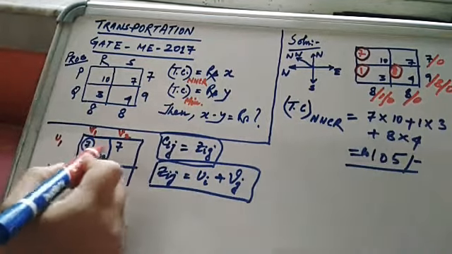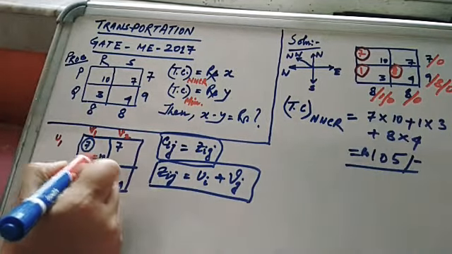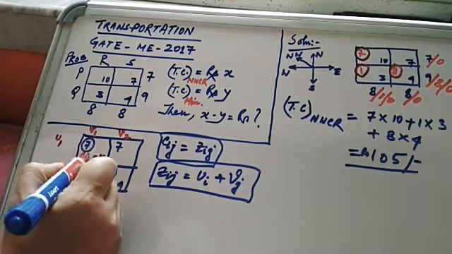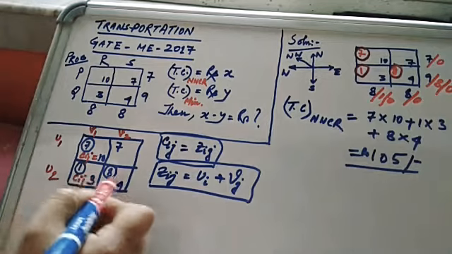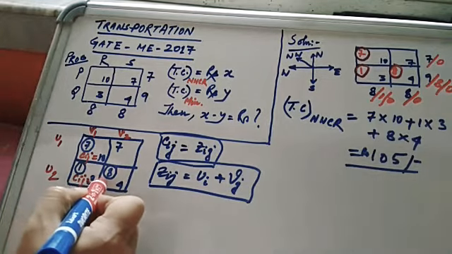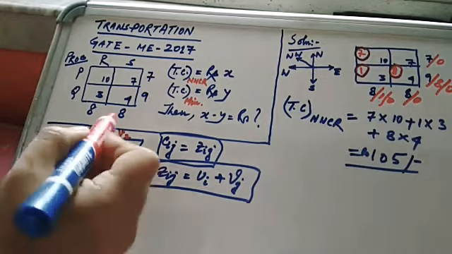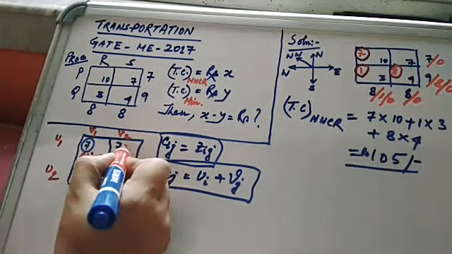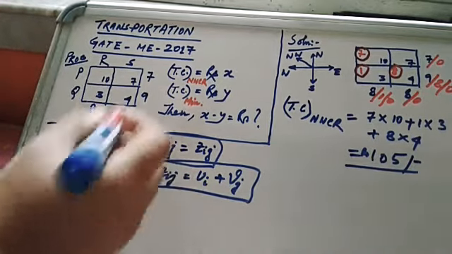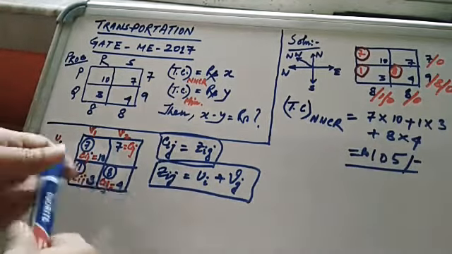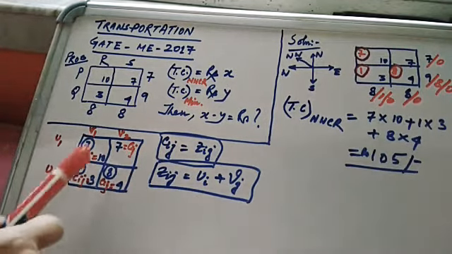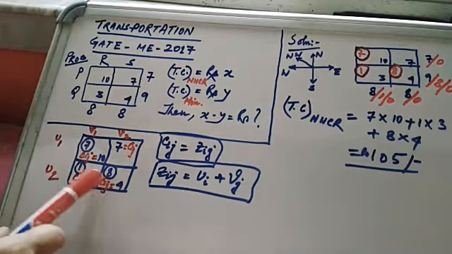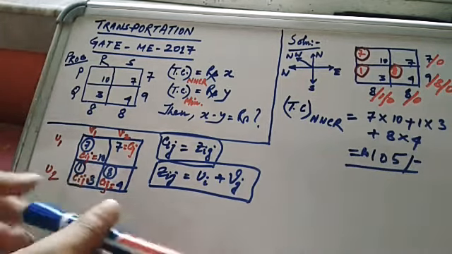You can write over here this one as Cij. Okay, this one also is Cij, this one also is Cij. Okay, and this one also is Cij. But the difference is that we have to find Zij value for this particular cell. For these cells, Zij and Cij remain the same.